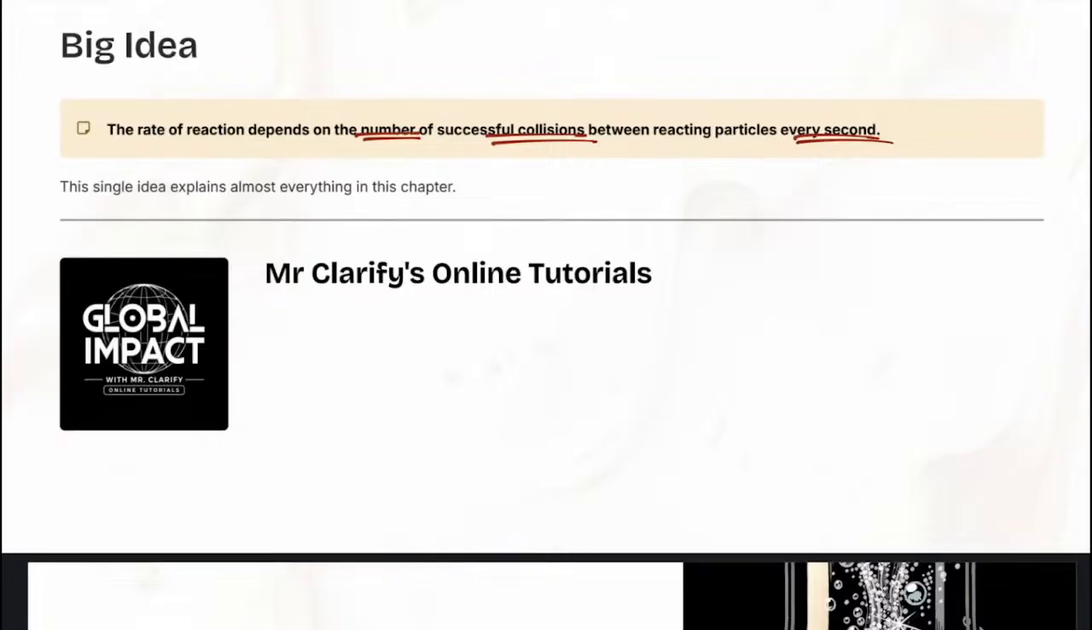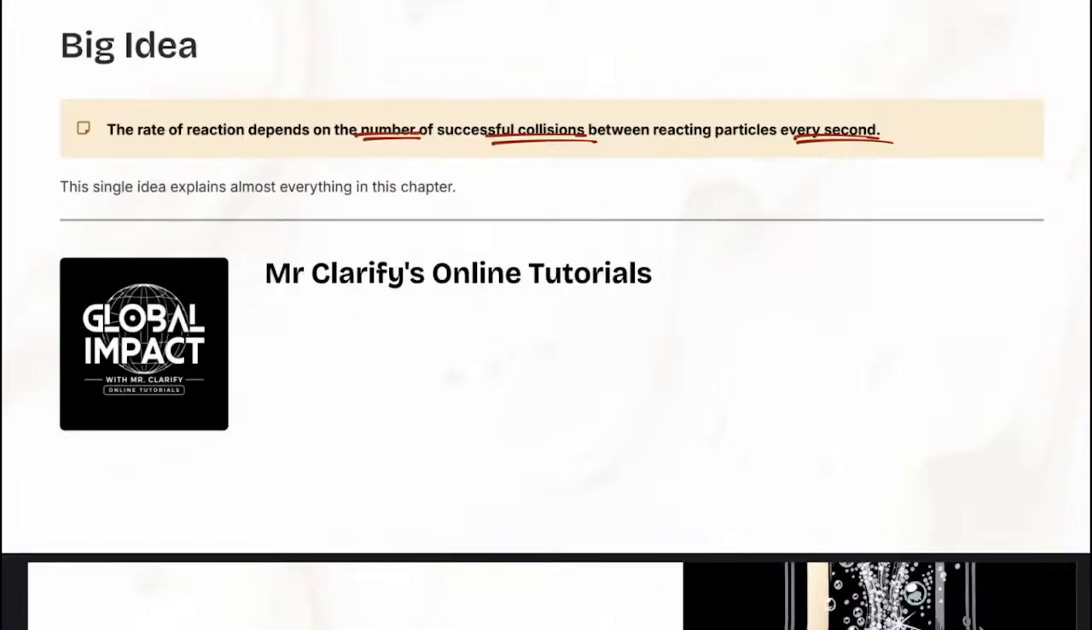How do we see the rate of reaction? We see the number of successful collisions per second. Okay? Rate of reaction means speed of reaction. It depends on the number of successful collisions. Do not forget. Tell anyone who asks you to say a reaction is all about collisions. It's called the collision theory.